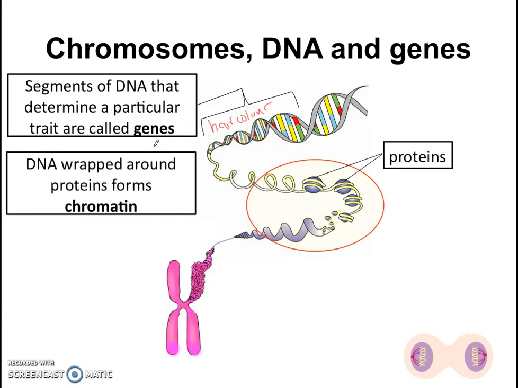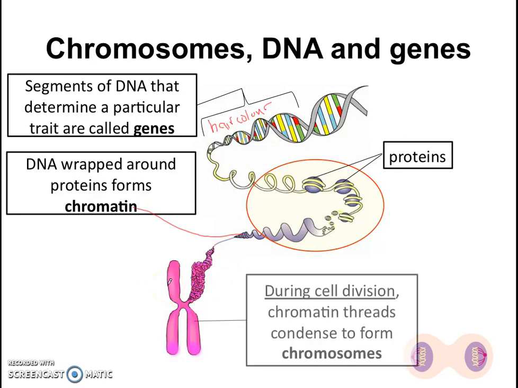Now we've seen that DNA wrapped around proteins is called chromatin. So over here, this is chromatin. This is our DNA that's wrapped around the proteins to form chromatin. And finally, only during cell division, the chromatin threads will then condense very, very tightly together to form the visible structures called chromosomes. So it's only during cell division that chromatin threads condense to form chromosomes. In a normal cell that's not undergoing cell division, you will only see chromatin threads.